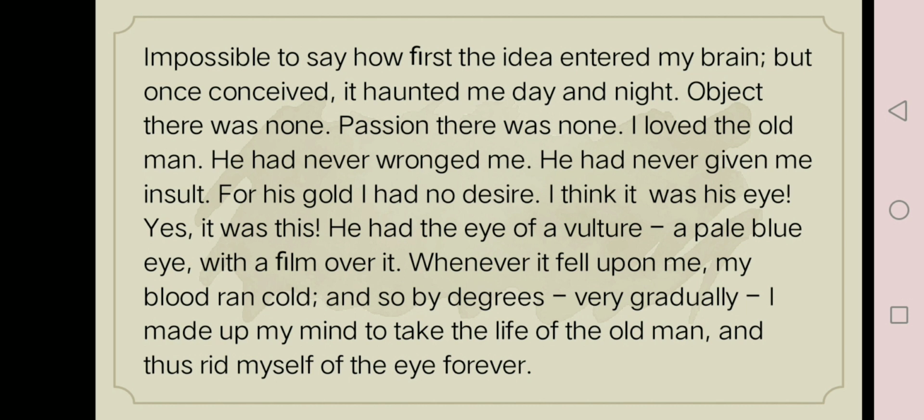So as you can notice, the narrator makes obviously contradictory statements. He loves the old man, yet at the same time makes up his mind to kill him in order to rid himself of his evil eye. Notice also how we are drawn into the narrator's deviant mind by the definite references, "the idea" and "the old man." So that's all for the graphological deviation of The Tell-Tale Heart.